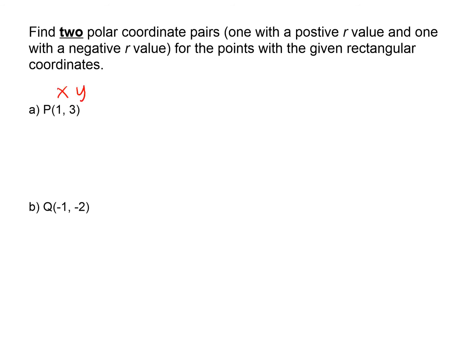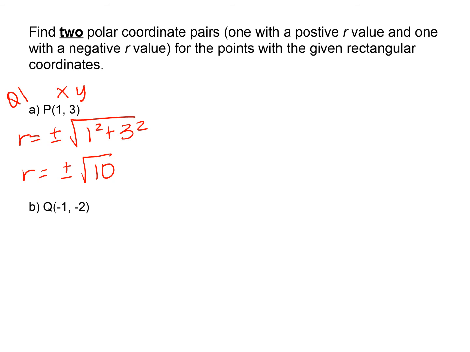Think about if we plotted the point (1, 3), we know that that would lie in quadrant 1. So the first thing I need to do is find r, and I know that r is equal to plus or minus the square root of x squared plus y squared. So r can be plus or minus the square root of 10. And we'll worry about writing the positive and the negative in just a minute.